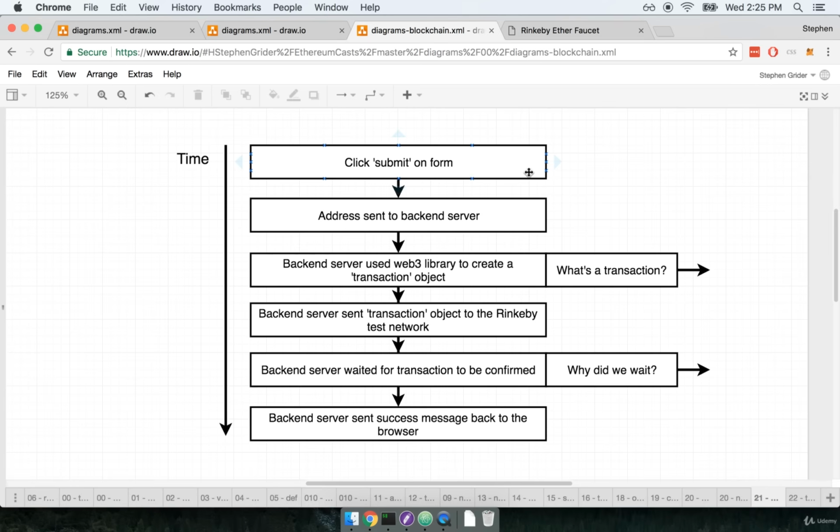So here's the flow. Again, this is a very technical description of what happened when we submitted the address on that form. We entered in the address and then we clicked the submit button. That web page then took the address that you entered and submitted it to a backend server. This is a Node.js server that I wrote specifically to take your address and send a tiny bit of Ether to it. To make that server, I used the Web3 library.